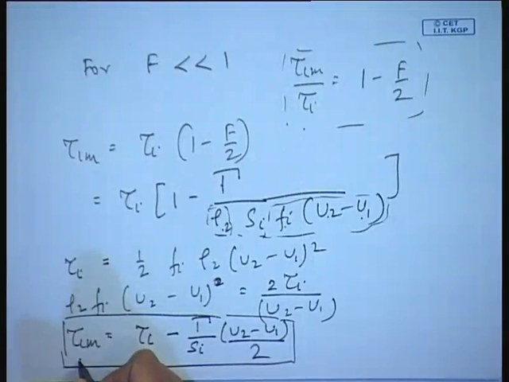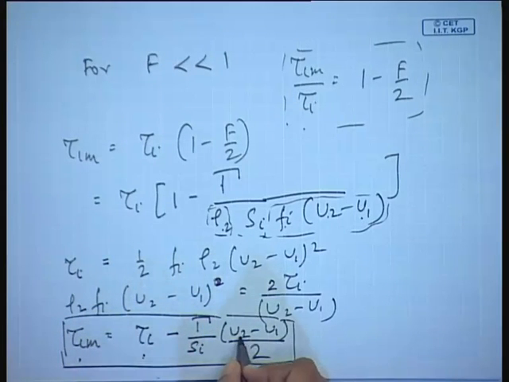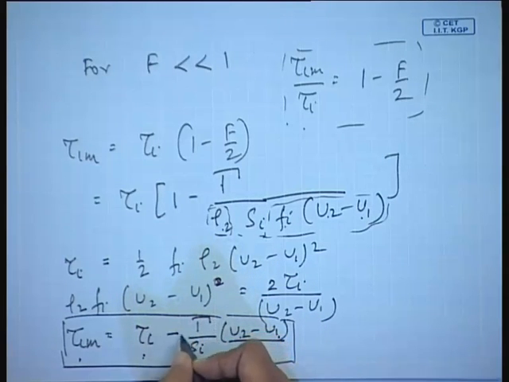I find out that tau I m is not equal to tau I, it depends upon the relative velocity and the rate of mass transfer or rate of phase change, whatever it is, per unit interfacial area, because this is per unit length and Si is the interfacial perimeter. So, this gives per unit interfacial area.